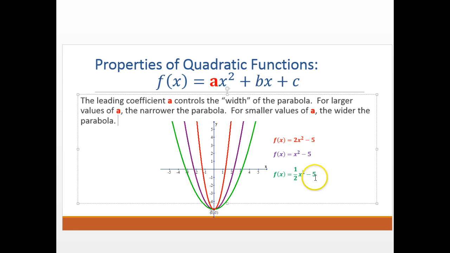Again, all of these have pretty much the same formulas. The only difference is the a value that's in front. And again, the smaller the a value, the wider the graph. The larger the a value, the narrower the graph.